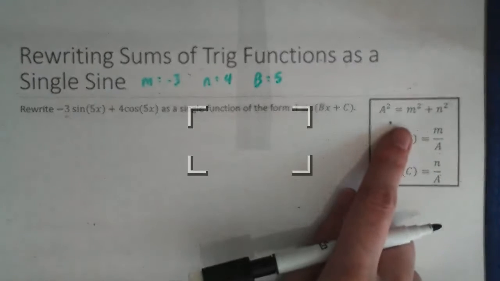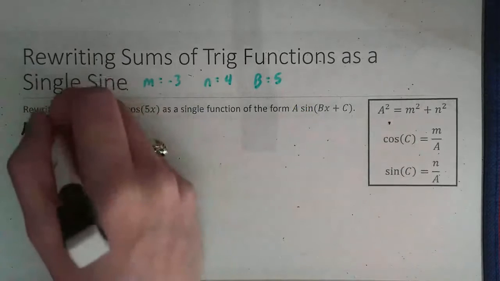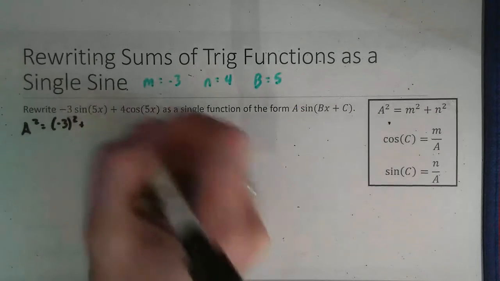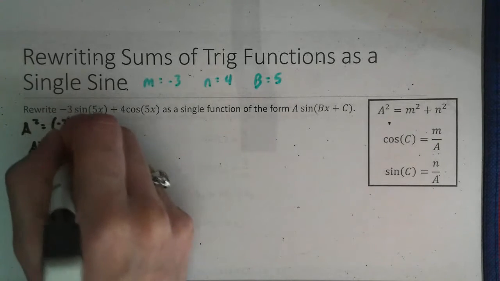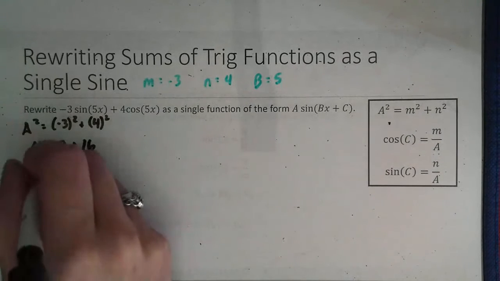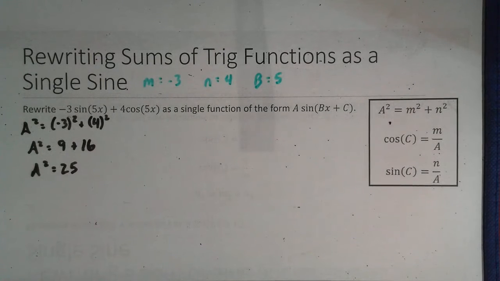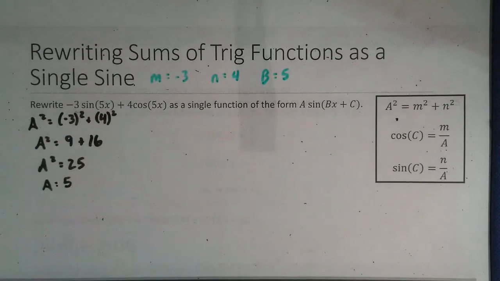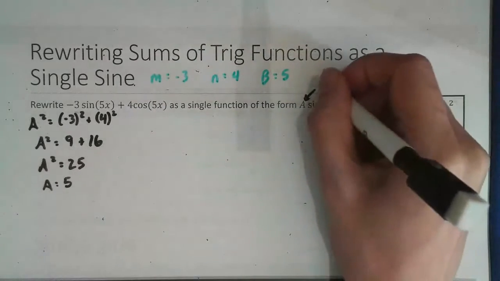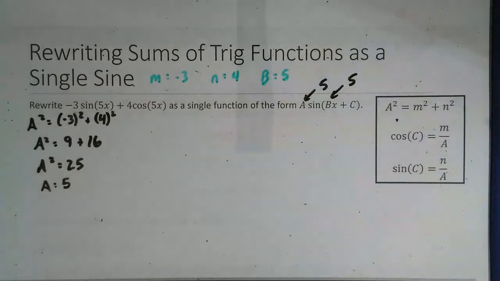First off, we know that a squared is equal to m squared plus n squared. So a squared is equal to -3 squared plus 4 squared. So that means a squared is equal to 9 plus 16. A squared is equal to 25. We are going to take the positive answer for these. So a is equal to 5. We already knew that b was 5. So we just need to solve for c now.